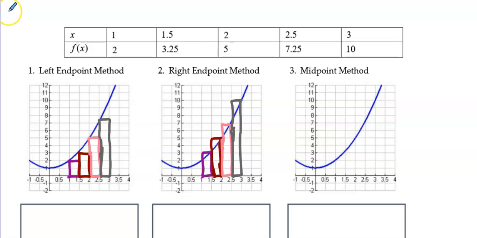Hello everyone, welcome back to Riemann sum, lesson number 10 for BC Calculus. In the first video we talked about a left Riemann sum and a right Riemann sum, and so I went ahead and just drew the rectangles for the left and right Riemann sum from what we talked about before.